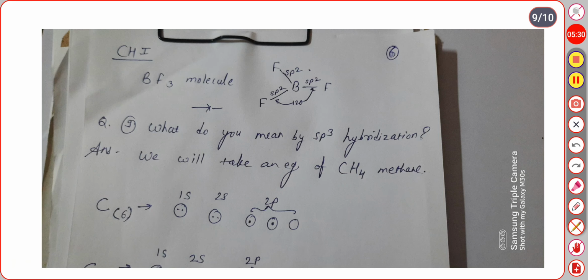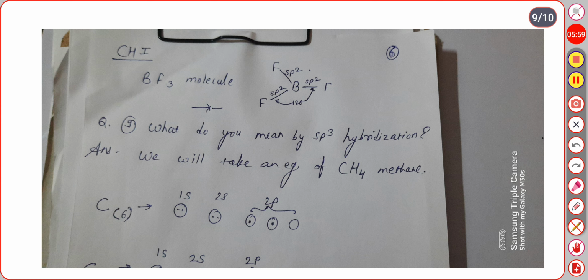You can see the BF3 molecule, boron in the center and 3 fluorine atoms. The bond angle is 120 degrees. It is the example of sp2 hybridization. Now next question is question number 9. What do you mean by sp3 hybridization?